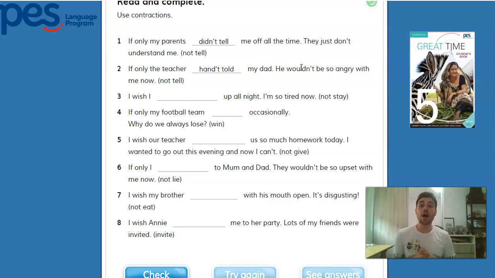Number three, I wish I up all night. I'm so tired now. This is very similar to number two. I am tired now because in the past I did something that I regret right now. So I need to use I wish and past perfect. So I wish I hadn't stayed up all night.